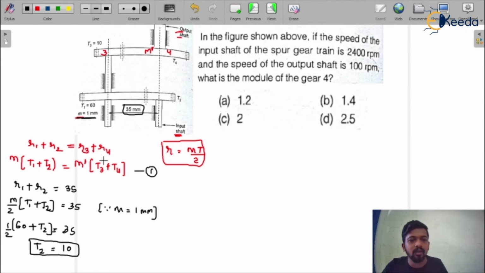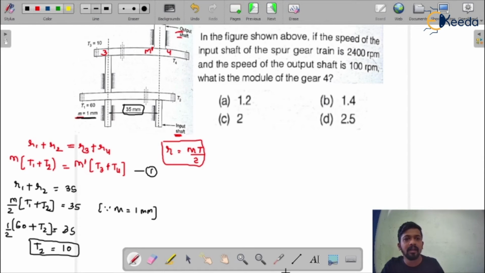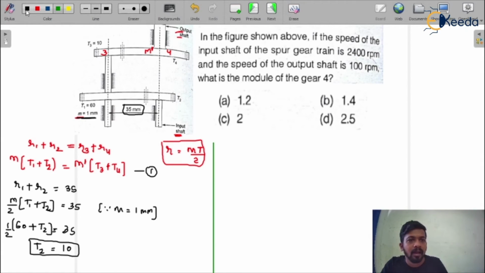Now we have calculated t2, and we just need to calculate t4 also. Then we can finally put this value in this equation and we will get the module for gear 4. Now how can we calculate t4, the teeth on gear 4? Similarly, we all know that R1 plus R2 is equal to R3 plus R4, and that is equal to 35 mm, which is given in the question. So I will apply a similar procedure here.